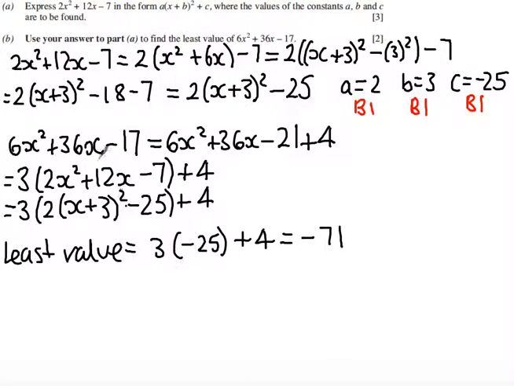Okay, how do we get the marks in this question? Well, we get the method mark if we show that the new expression can be expressed in this form 3 times our answer to part A plus 4. And then we get an accuracy mark for getting the least value based on our solution from part A. Hope that made sense and that you understood it.